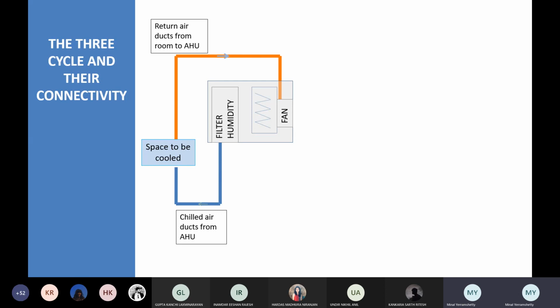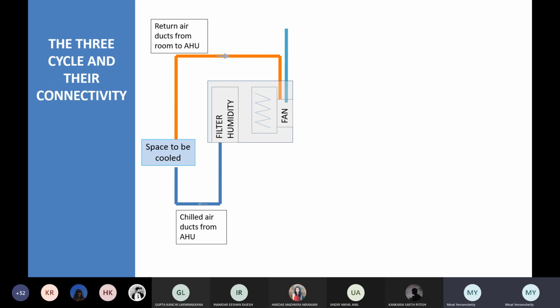Now filter, we will do it later on, there are lots of filters available, okay, and then the air passes out and it goes into the space. So when the air comes here, it goes through all these things, okay, it passes through the coil, it passes through the humidifier, passes through the filter, and then finally it goes here. Okay? Now, what is the coil?